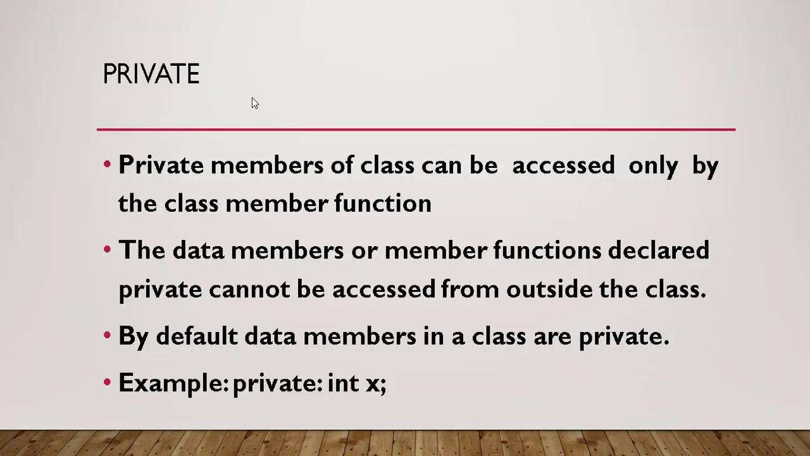Private access specifier. Private members of the class can be accessed only by the class member function. That is, the private members of the class can only be accessed within the class and it cannot be accessed outside the class. In case they don't mention any access specifier in the program, then by default the data members will be considered as private. The example is private, we have to put a colon and then write int x semicolon.